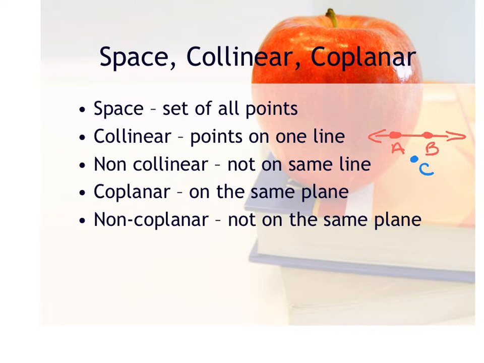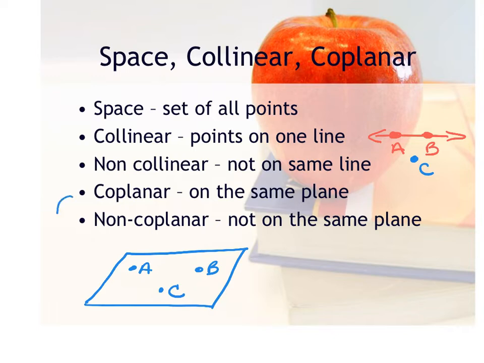And then coplanar means points that are all on the same plane. Non-coplanar means not on the same plane. So again, if I draw a parallelogram to represent my plane, and I draw 3 points on here, A, B, and C, these are coplanar points. But if I were to draw a 4th point that was above the plane, say point D on top, that would be a non-coplanar point. It's not on the plane with those other 3 points.